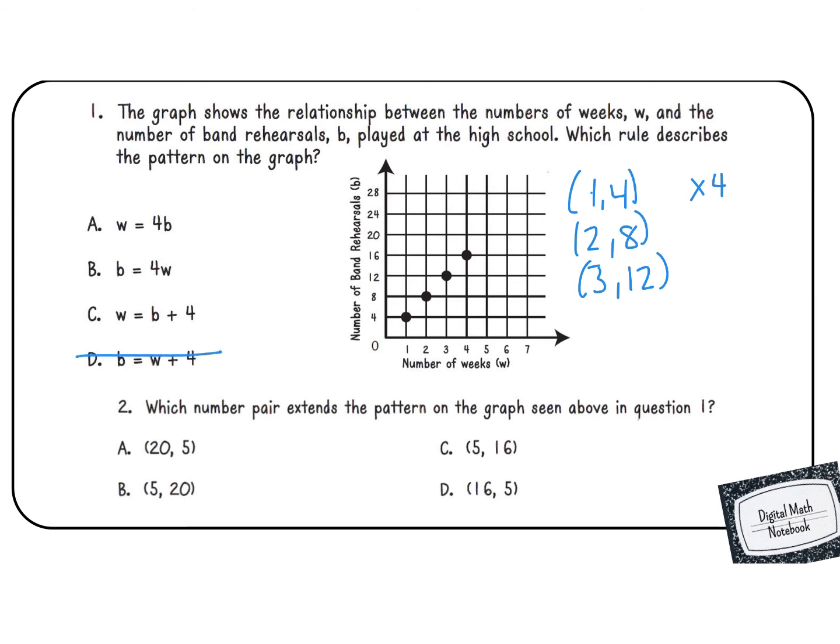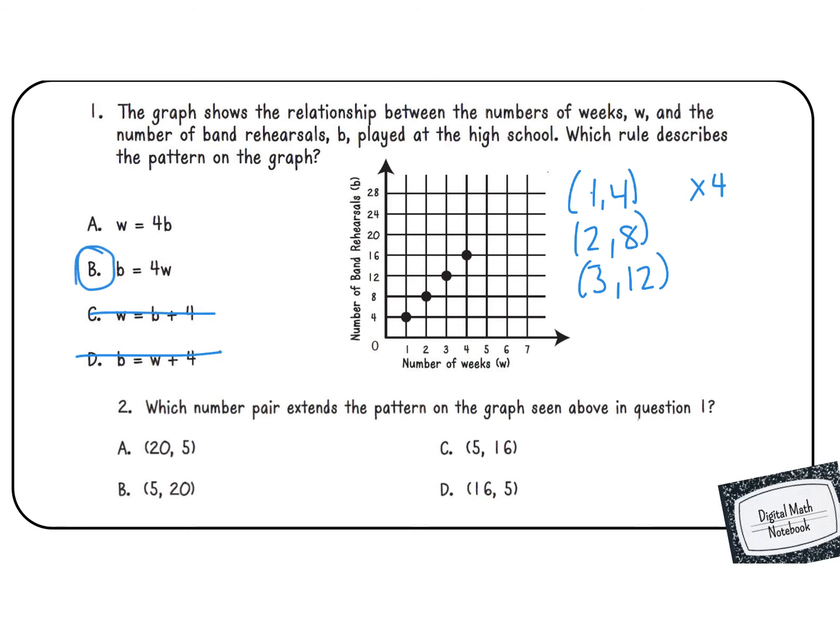Okay, so that means it's not adding. What are we multiplying? We're multiplying the weeks by 4. So that would mean that B, the number of rehearsals played, equals weeks times 4. So that means that our answer is B.